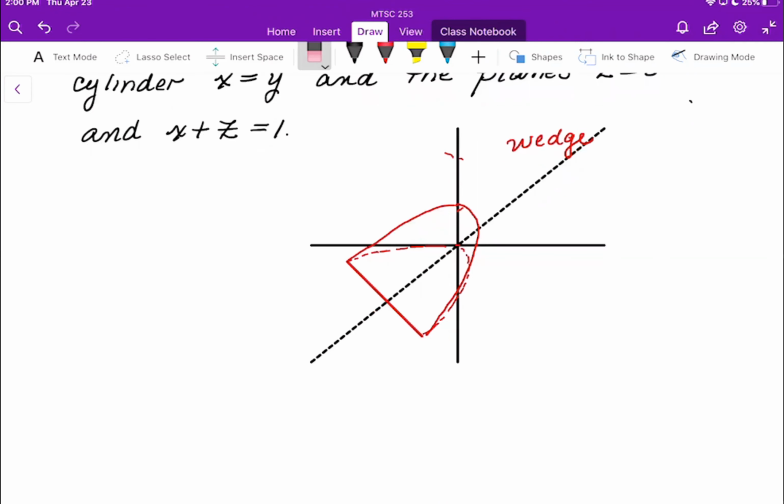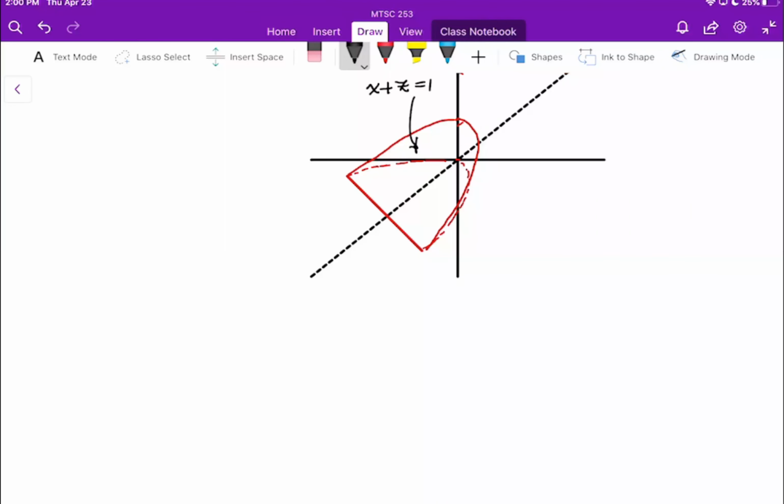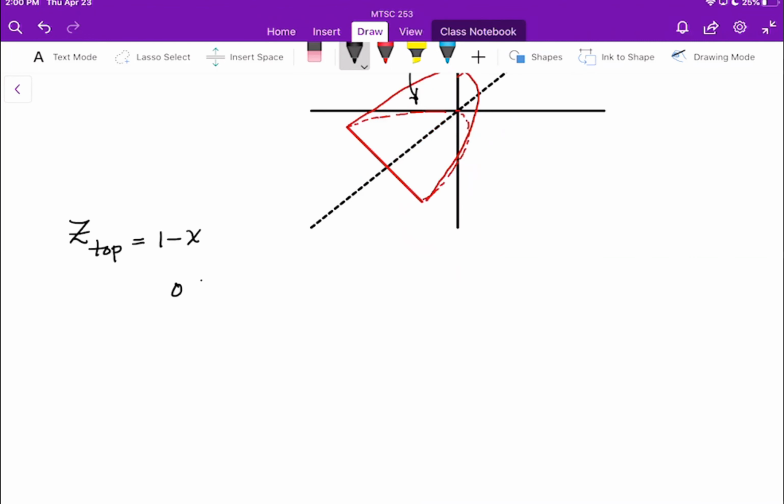All right. So on the top is the plane x plus z is equal to 1. So we're going to write that the top, z top, is z is equal to 1 minus x. Okay, so that's the top. So I already know that z goes between 0 and 1 minus x. So now I need to figure out the xy plane.